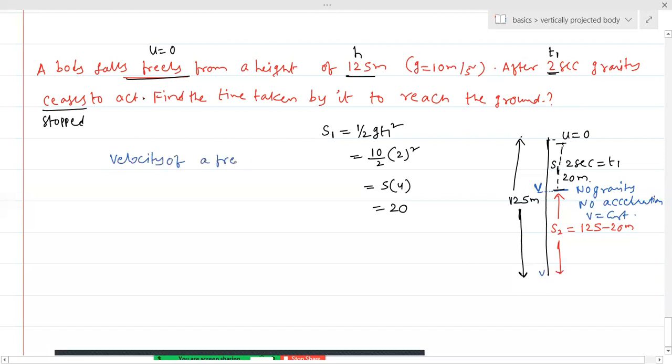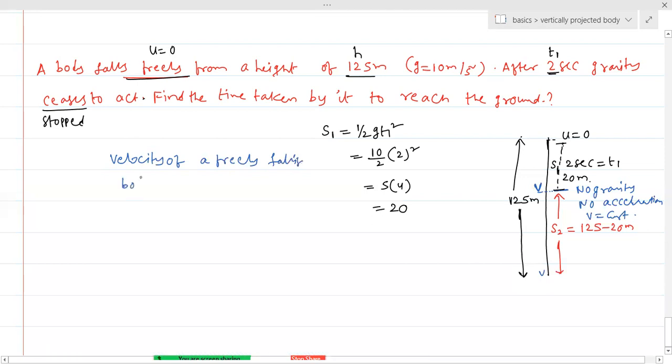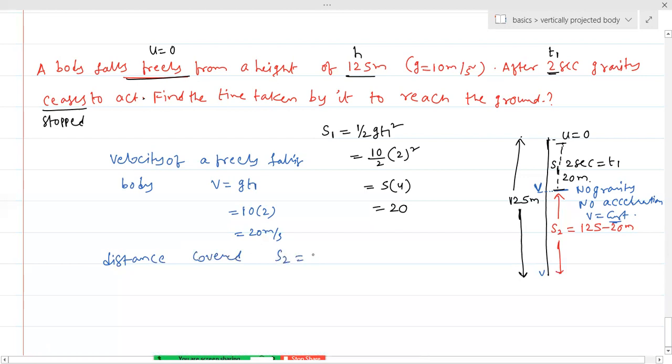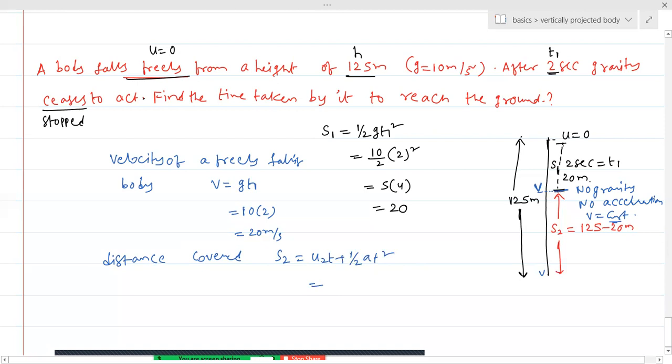of a freely falling body. Already we know the principles. V equals g t1, that equals 10 into 2, so that is 20 meters per second. So it is going to continue its journey with a constant velocity of 20 meters per second. When the body is moving with constant velocity, the distance covered S2 is equal to u2 into t, or u t plus half a t square. The initial velocity for the second segment is v, that is 20, into time, which we need to calculate, plus acceleration equal to 0 because the velocity is constant. And S2 is 105.